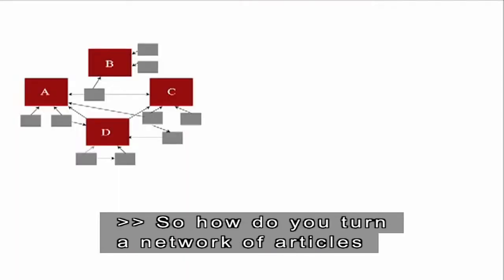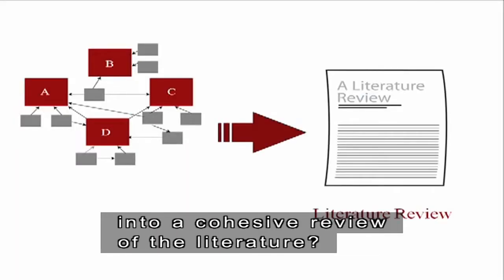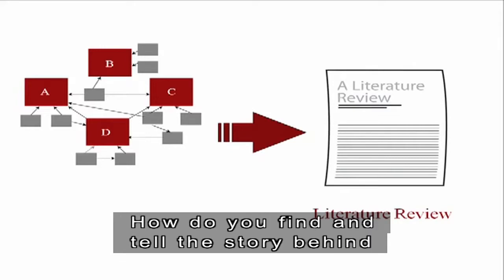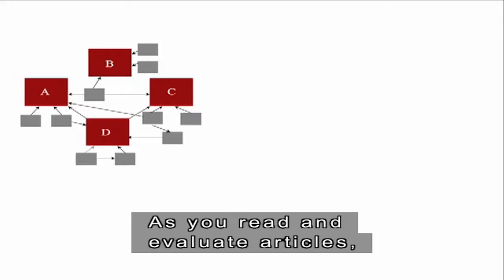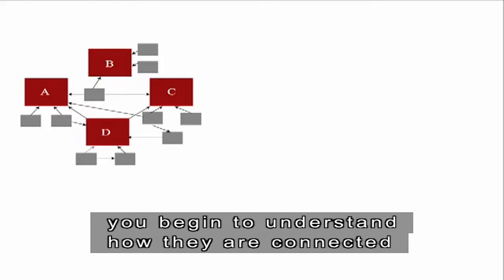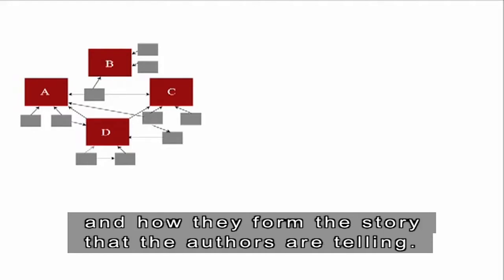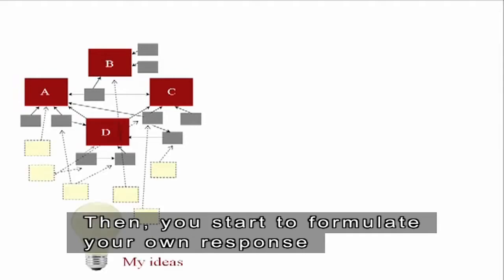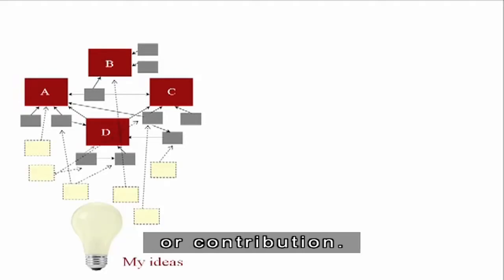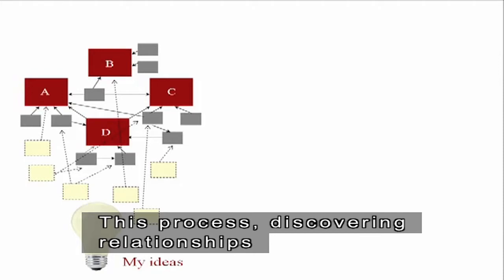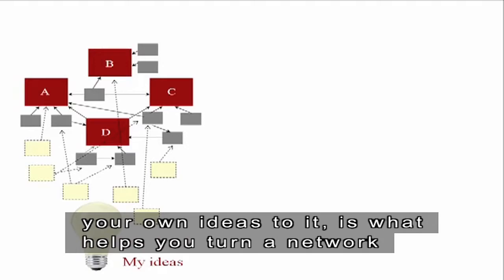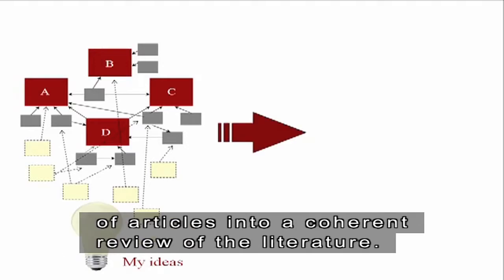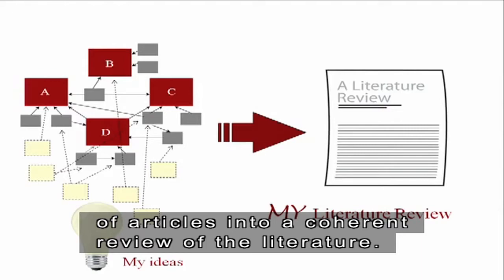So how do you turn a network of articles into a cohesive review of the literature? How do you find and tell the story behind your research topic? Reviewing the literature is like participating in a conversation. As you read and evaluate articles, you begin to understand how they are connected and how they form the story that the authors are telling. Then you start to formulate your own response or contribution. This process, discovering relationships in the literature and developing and connecting your own ideas to it, is what helps you turn a network of articles into a coherent review of the literature.